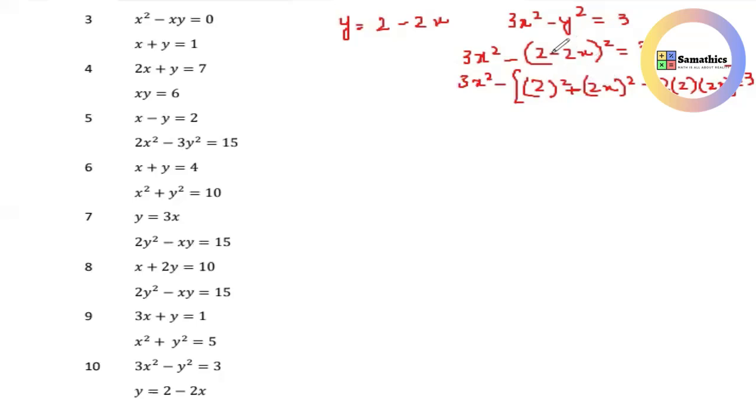The square where you are taking the square of the terms, those are to be positive, and only the term where you are multiplying by 2 is to be negative because of this negative. So you need to be very careful.